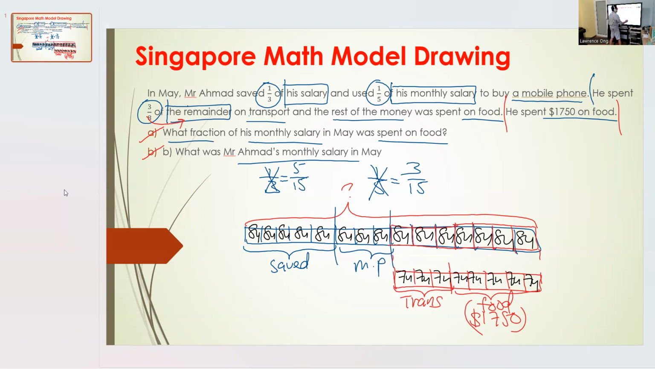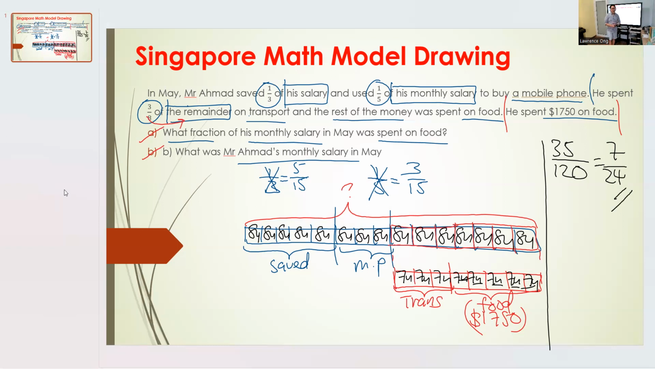So what fraction of his salary? If you look at the entire model, how many units is all the salary, which is 15 boxes, and every box is 8 units. So 15 times 8, that will be 120 units, which is his salary. And how many units was spent on food? You can actually count 1, 2, 3, 4, 5. So there are 35 units, right? 7 times 5 is 35 units. So you got your fraction already. And then you have to simplify the fraction. So divide by 5, and 120 divided by 5, you get 24. So 7 over 24 of his salary was spent on food.